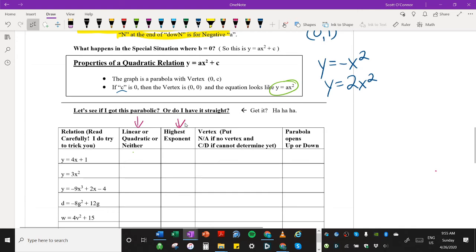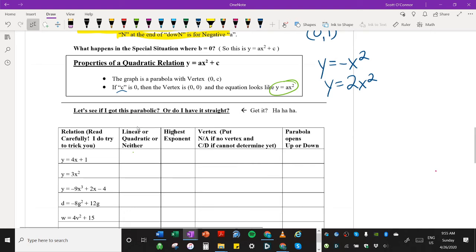I will then write the vertex. If the equation is not quadratic, then there will be no vertex, so I'll write not applicable. If it is quadratic, but I have not learned yet how to determine the vertex, that is, it's in a form you don't quite recognize, then you can put CD. And then for the last column, we'll determine, if it is a parabola, whether or not it opens up or down. So let's just jump right into it.